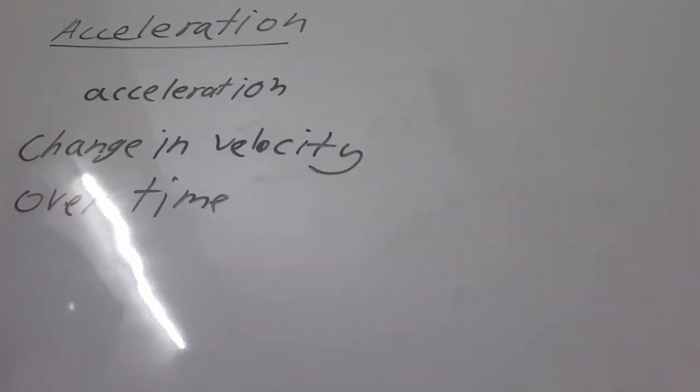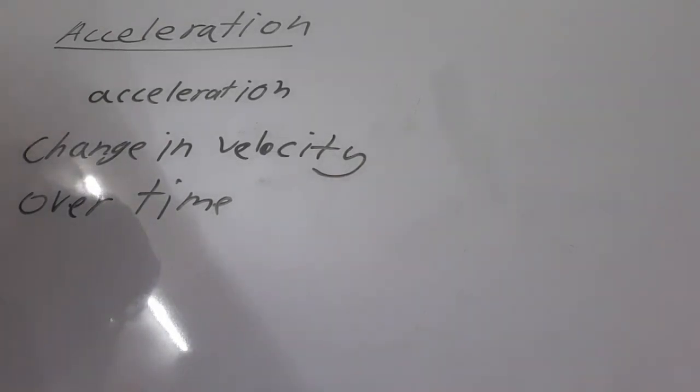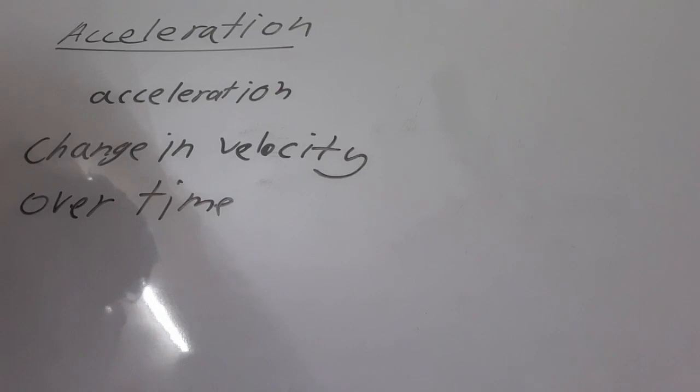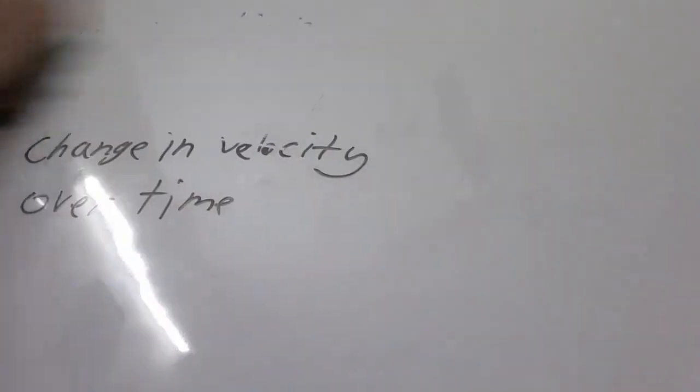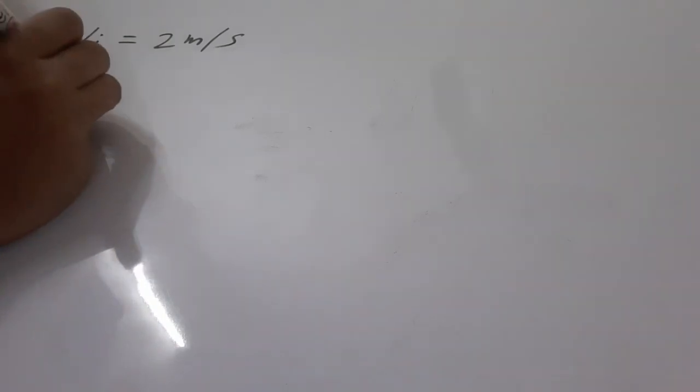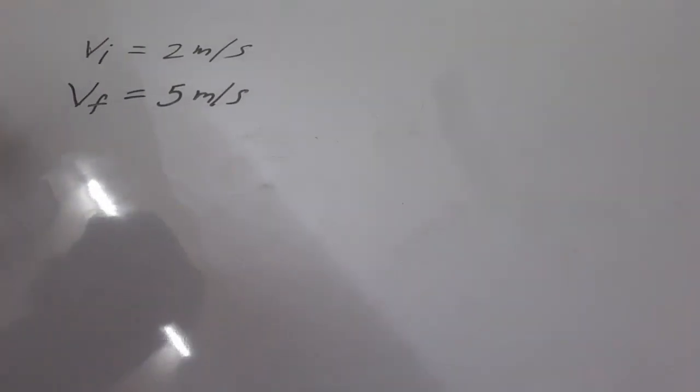For example, let's say I was at a velocity of 2 meters per second, and then I switched up to the velocity of 5 meters per second in 3 seconds. So let me write this. Let me denote my initial velocity as Vi. My initial velocity was 2 meters per second. And then when I switched up my velocity turned to 5 meters per second. And this process of changing my velocity from 2 to 5 took me a good 3 seconds.